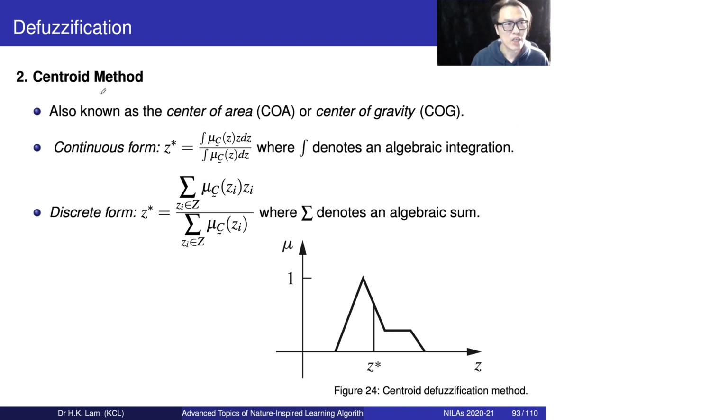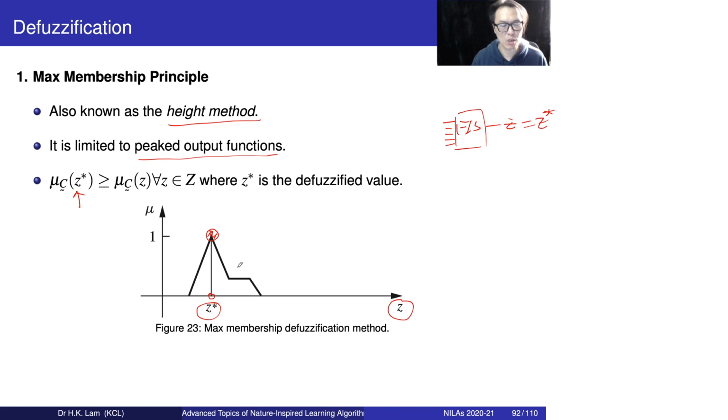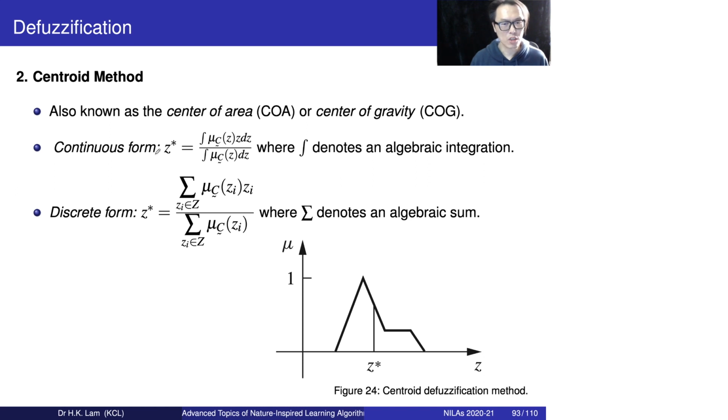And the next method, we call this the centroid method. This is a very general and commonly used method, also referred to as COA, the center of area, or the center of gravity. We have two forms, continuous form and discrete form. Of course, right here we can have the discrete form as well, and I will show you that in the tutorial question. Now the continuous form is something like this. I'm going to explain that bit by bit. Z star, that is the z value on the x-axis, has the same meaning, this value is the output of the fuzzy inference system.